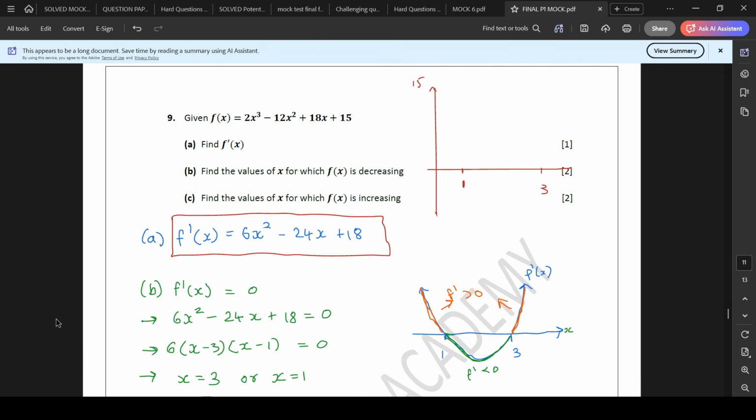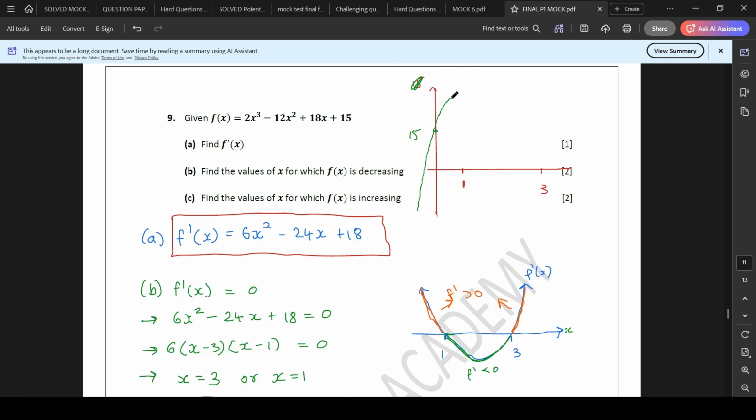If at all they had asked this question, the stationary point is at 1. I can find the respective value of y. If I put 1, I'll get some kind of a value. And at 3, I'll again get some value. And my graph was increasing before 1. So something like this. You can say, of course, 15. Let me write 15 as somewhere over here. So my graph is going to look something like this.